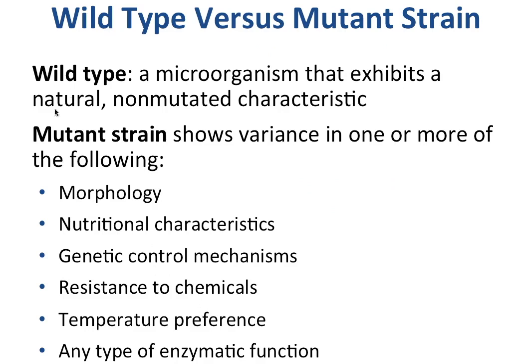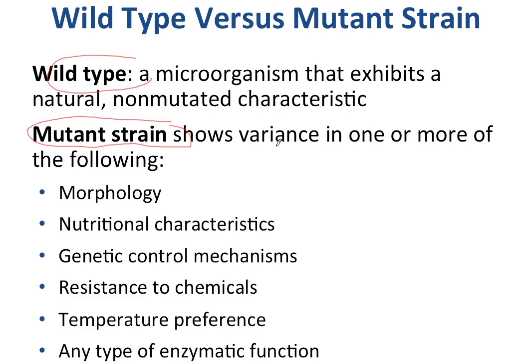So we have the different concepts to distinguish the mutation. The wild type is actually the natural, unchanged characteristics. A mutant strain means the change of the nucleotide has happened.